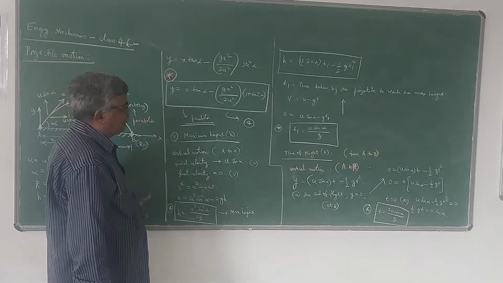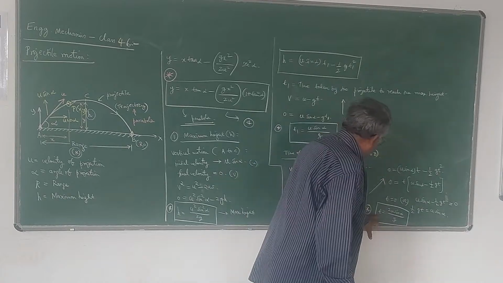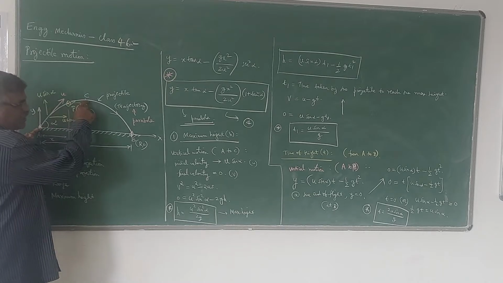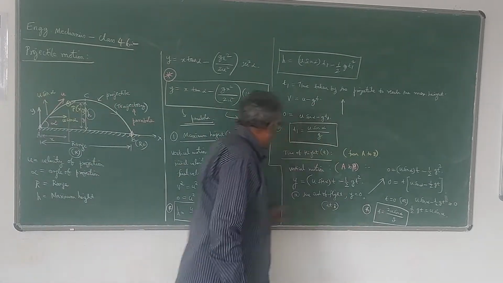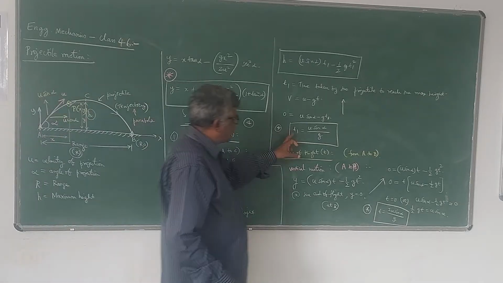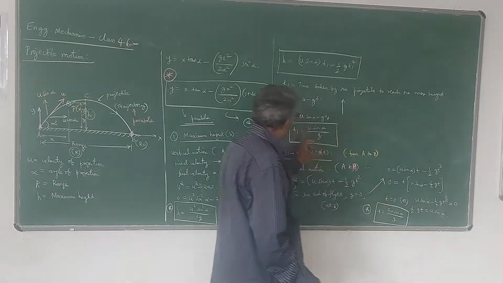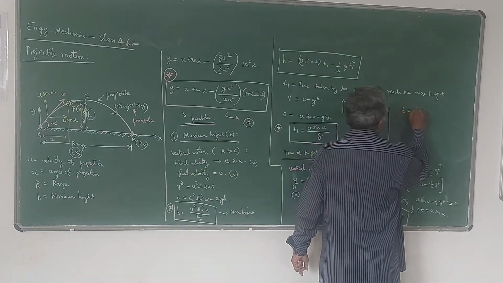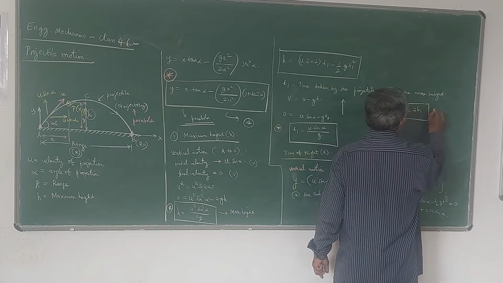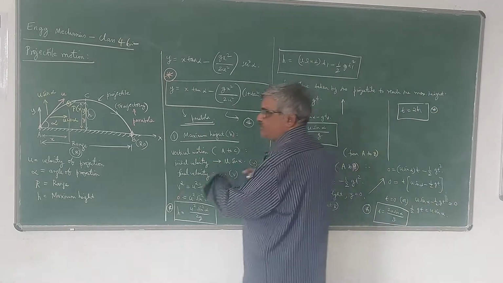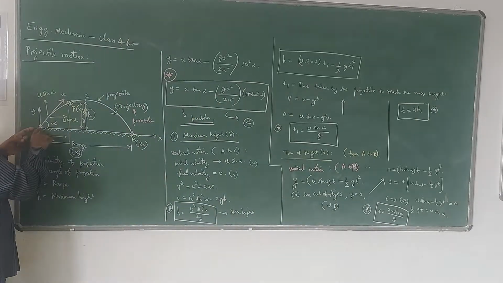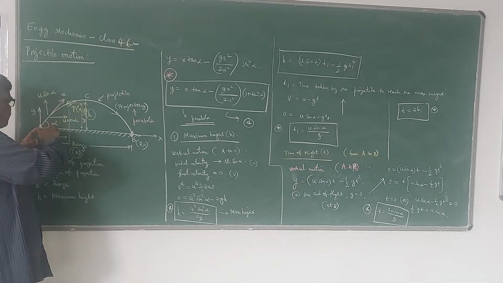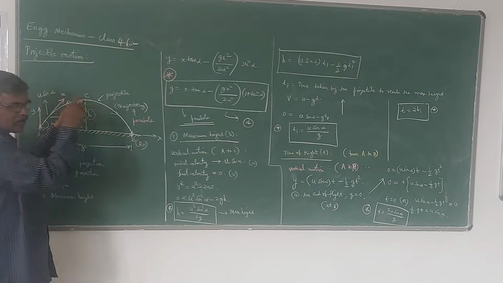Now if you observe t1 and t, t1 is the time taken by the projectile to travel from A to C, whereas t is the time taken to travel from A to B. So you can see that t is 2 times t1. That means the total time of flight is 2 times the time of flight between points A and C. Whatever time it has taken to travel from A to C, the same time it takes to travel from C to B.